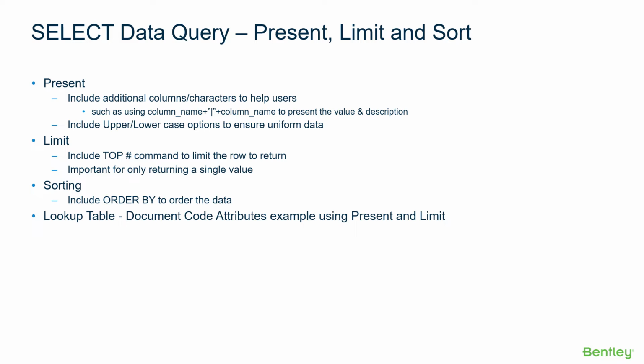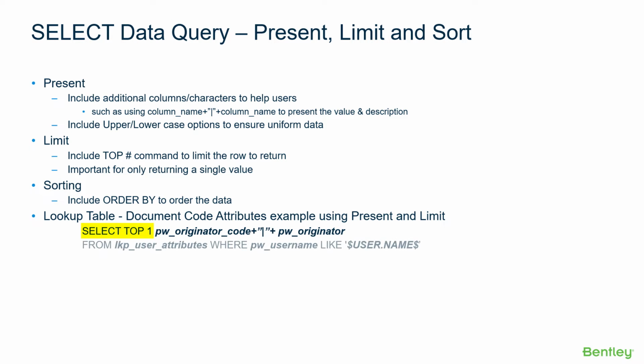Let's look at the lookup table document code attributes example using present and limit options. First, we select and use top 1 to limit the very first entry, and we present ProjectWise_originator_code with the pipe character and the ProjectWise_originator. The user will see the code and the description presented at the same time.